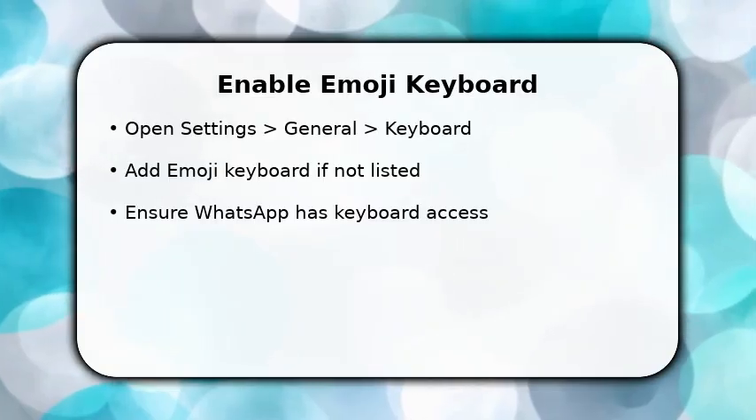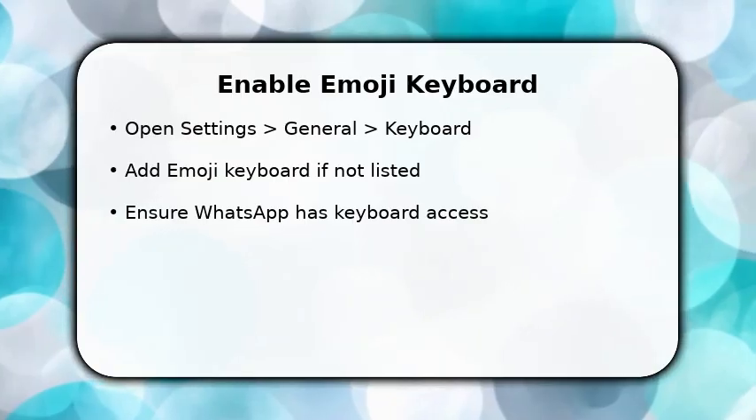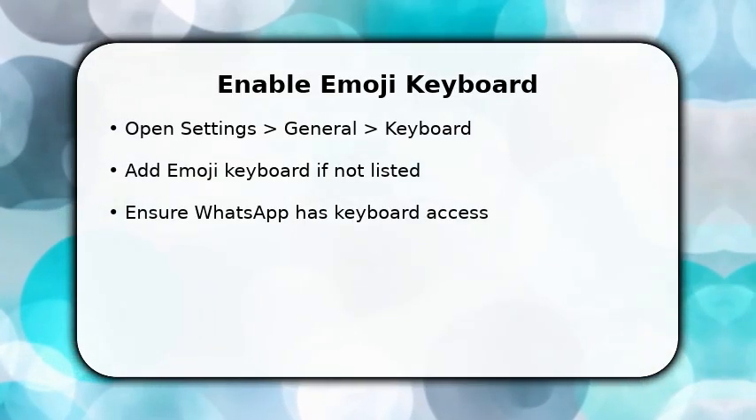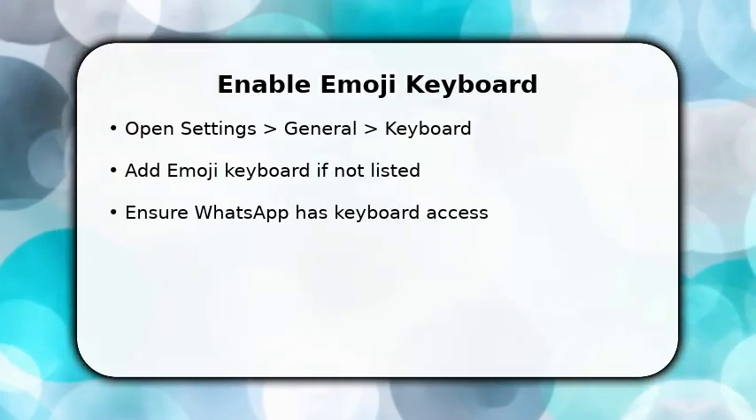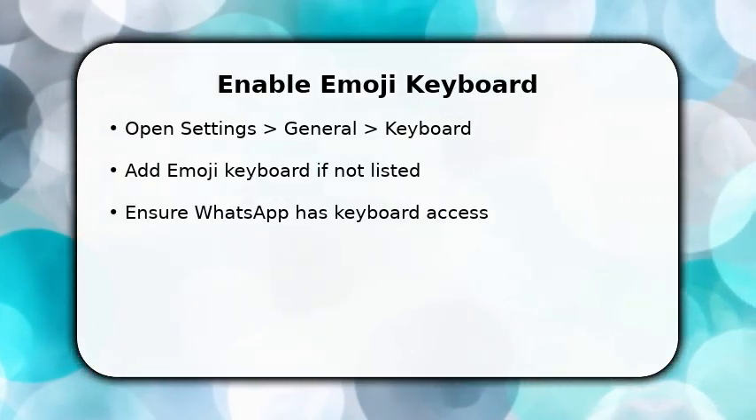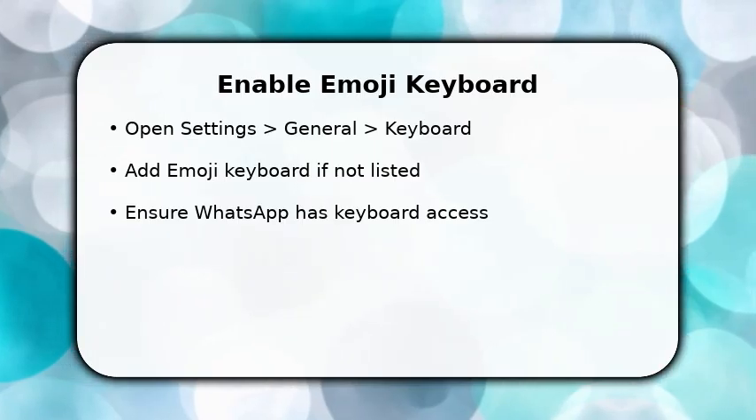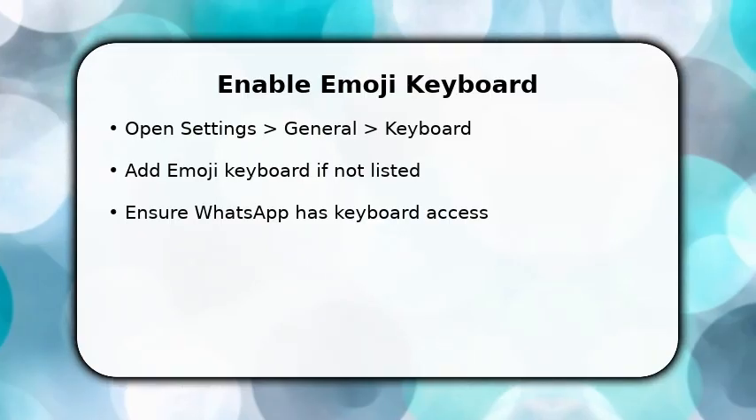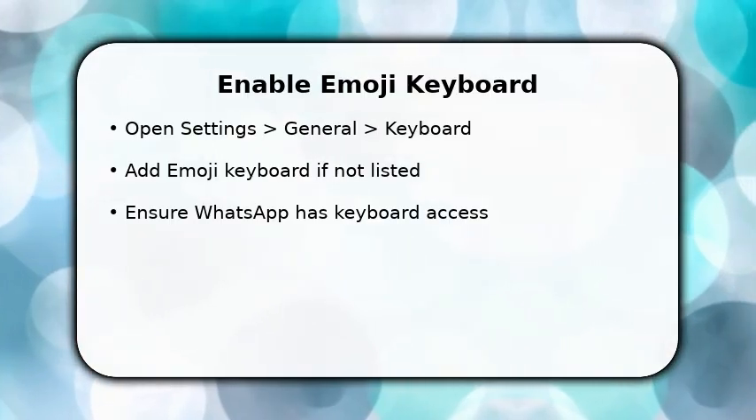You start by enabling the Emoji keyboard so you can access icons instantly. Go to Settings, tap General, then Keyboard. Add the Emoji keyboard if it isn't already listed. Once added, open WhatsApp and tap a chat to force the keyboard to appear. Make sure the globe or emoji icon shows up next to the spacebar. If you see it, you're ready.